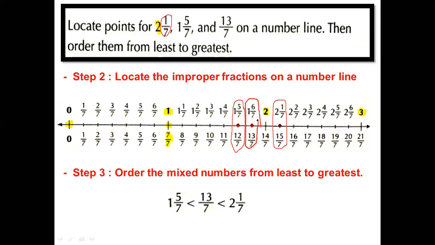Now I will order these fractions from least to greatest. Remember that, least to greatest. Least, which is the closest to 0. What's closest to 0 from these 3 fractions? Right, it's 1 and 5 over 7. It's the smallest. Crocodile will eat the bigger. Then 1 and 6 over 7, which is 13 over 7. And the last one, which is the greatest, it's 2 and 1 over 7.